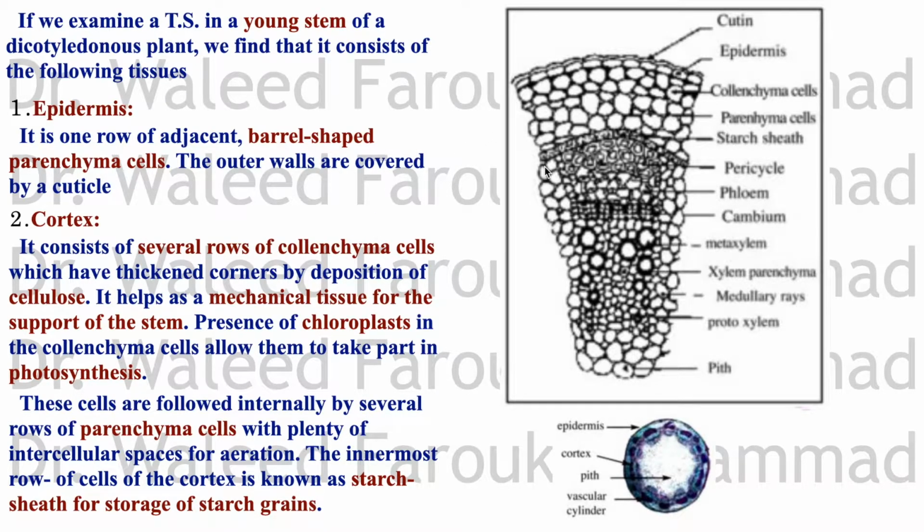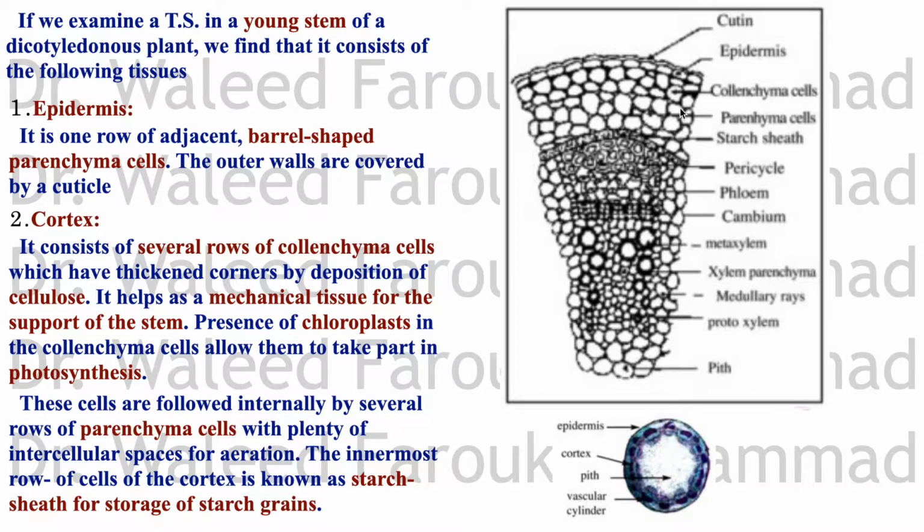The cortex itself is made of several rows of collenchymal cells. See these collenchymal cells? They are thickened at the corners by deposition of cellulose. They form a mechanical support system for the stem and the plant. Also, as a support function, they contain chlorophyll, so they are the site of photosynthesis. Abundance of chlorophyll in this layer of cells, which is the collenchymal cell.